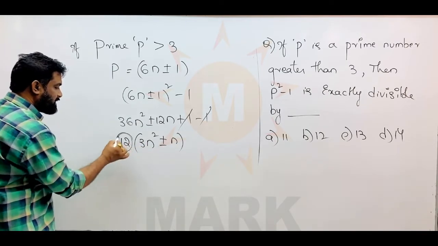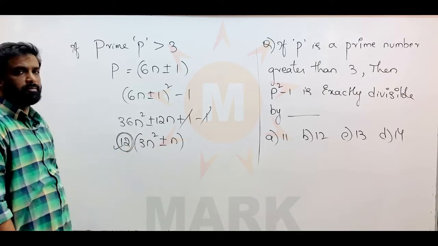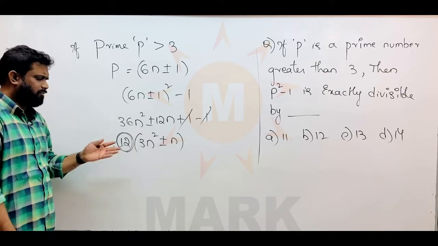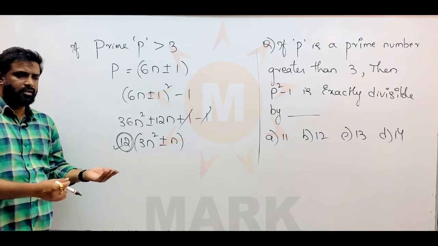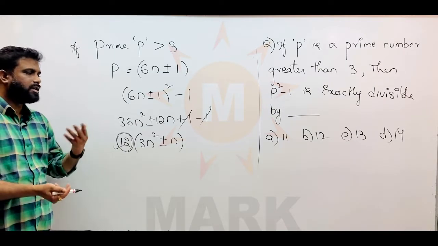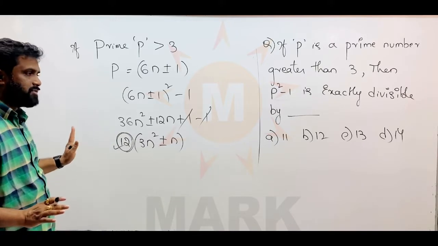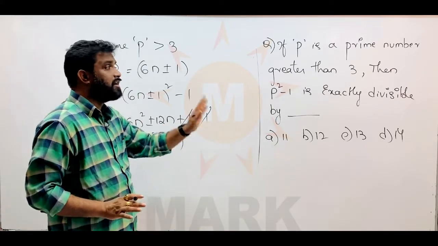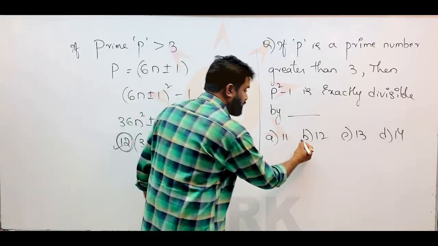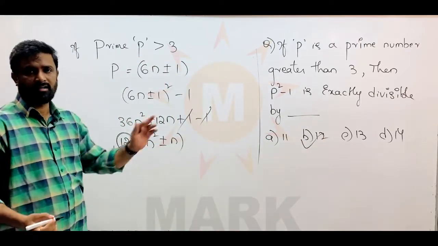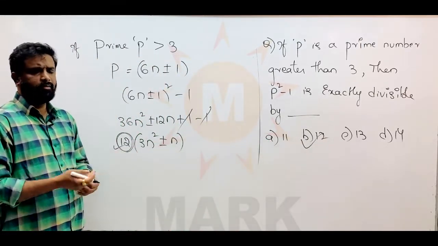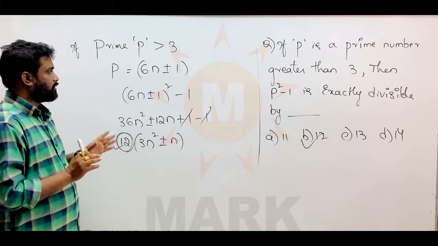So clearly we can see here 12 is coming as a multiple. Obviously when it is divisible by 12, it should be divisible by its factors also: 6, 2, 3, 4, etc. But here it is divisible by 12. So based on the options given, it should be exactly divisible by 12. 12 is the correct answer for this question, and obviously it will be divisible by its factors also.